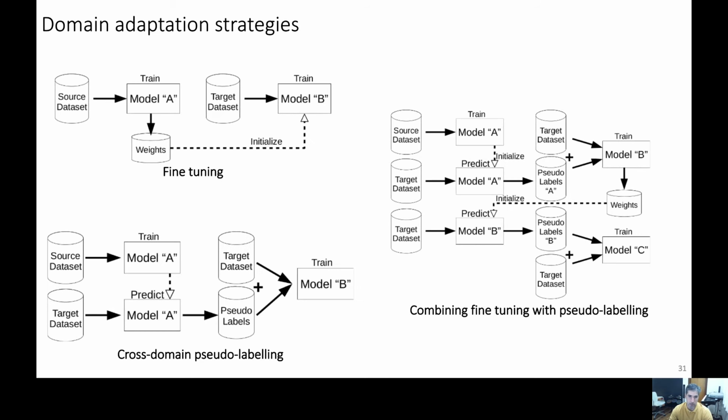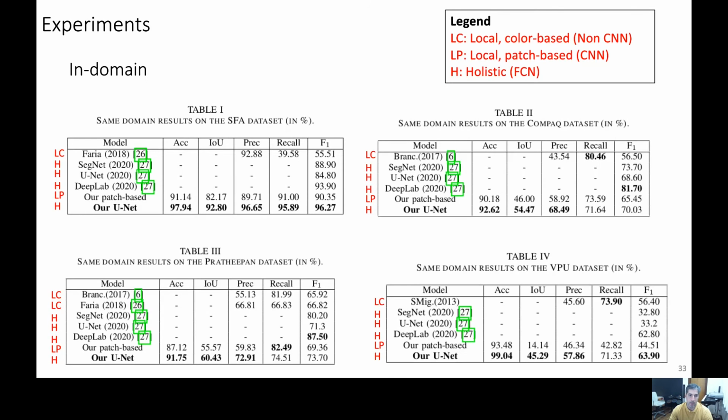To exploit domain adaptation techniques for the problem of training data viability for skin segmentation, we evaluate 3 domain adaptation techniques. Our last approach consists in combining fine-tune and pseudo-labeling approaches in order to improve the final model performance. The in-domain results clearly show the superiority of data-centric deep learning solutions over traditional color-based approaches.